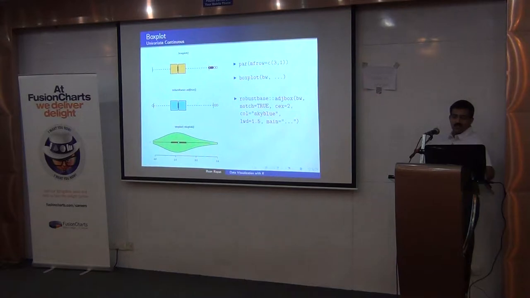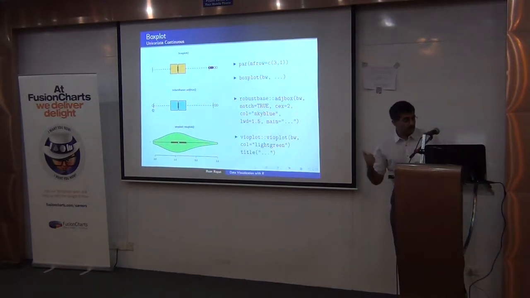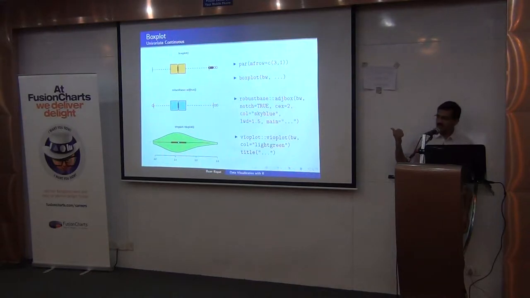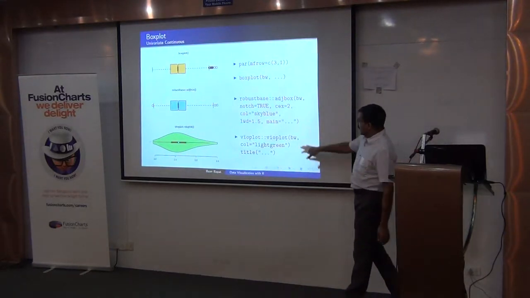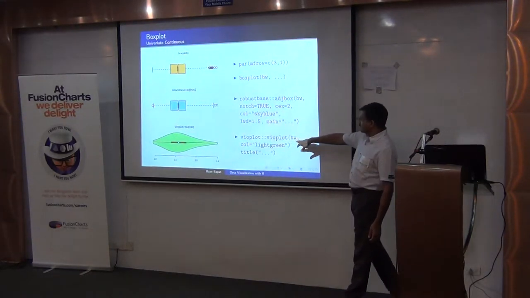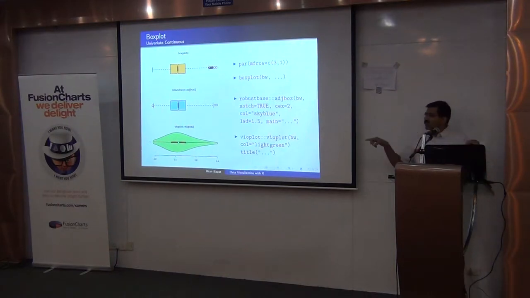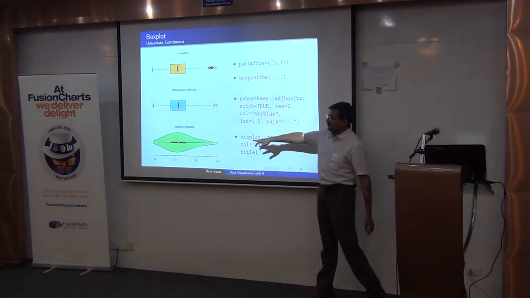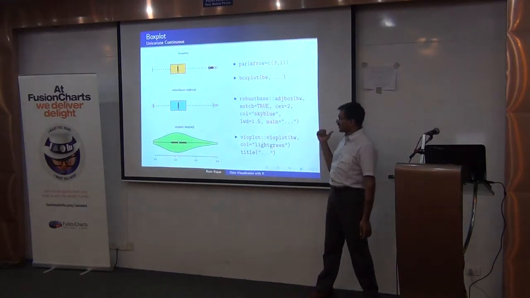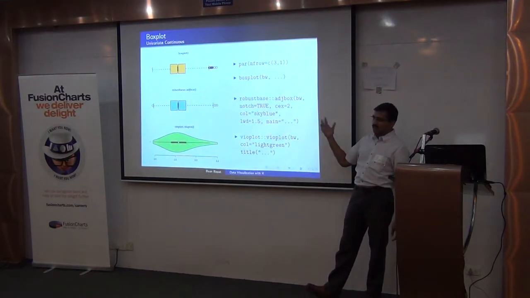The next one is a violin plot, which is available in the vioplot library. The function is also vioplot. Again, you pass the same vector, I just colored it, and so on. So what you get is not only a box plot, but actually you get a distribution of the data on the box itself. Okay, so you can see that there's a long tail on the right, and so on.